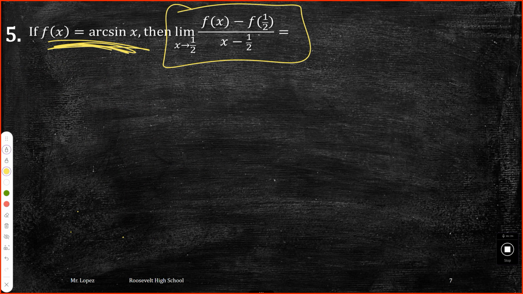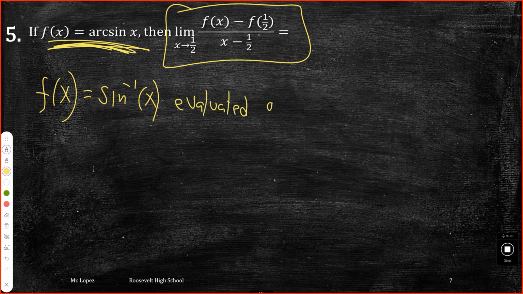So you don't have to extract anything from there because they're already telling you the function is arc sine of x, which is sine inverse of x, evaluated at, not x, because they use a, so a equals what? 1/2.